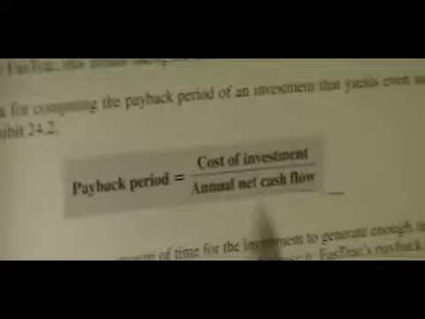Let me go back to the solution. If we have even cash flows, we can simply use this to find our payback period, which is the cost of the investment, our $101,250, over annual net cash flow, and since they're even, 40,000 each year. It's pretty easy to calculate that. Let me put that into perspective for TD2.